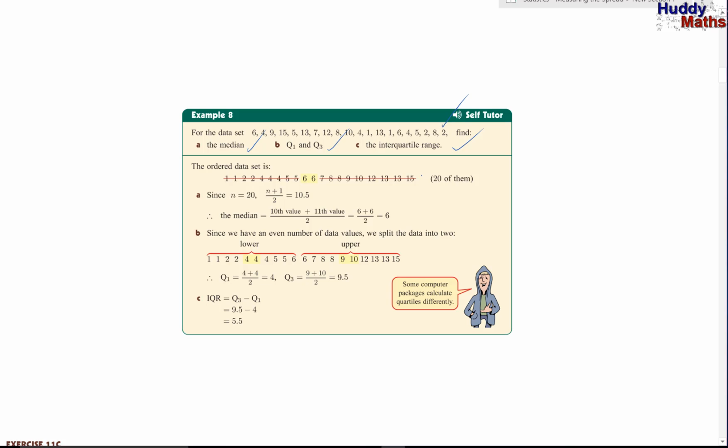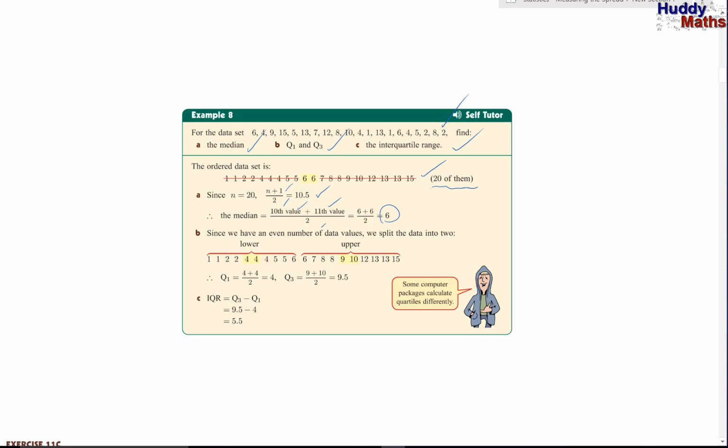So put it all in order. Now we have actually 20 scores this time. So 20 plus 1 is 21 on 2, comes to 10.5. Of course, there is no 10.5 score, so it's halfway between the 10th and the 11th, and that is the 6th score.